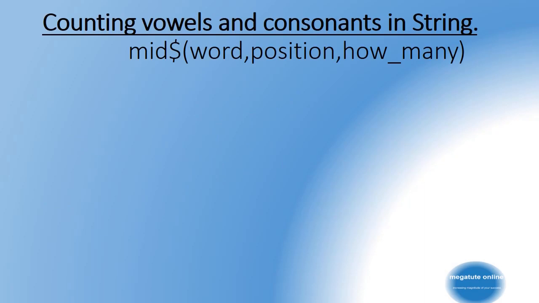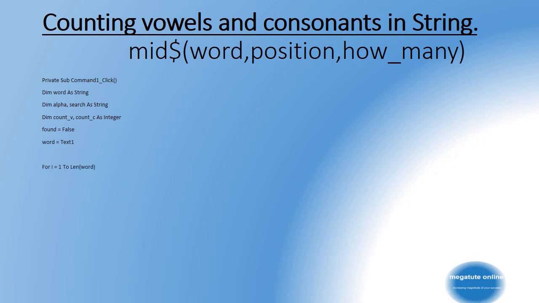In the next example, we can use the Mid function to count how many vowels and consonants a particular string has. Let's see how we do it. Similarly, the first lines of code are going to be the same. We declare word as a string, alpha as a string. Now we take two more variables, count V and count C, as integers for counting vowels and consonants. Now found will again become false here.